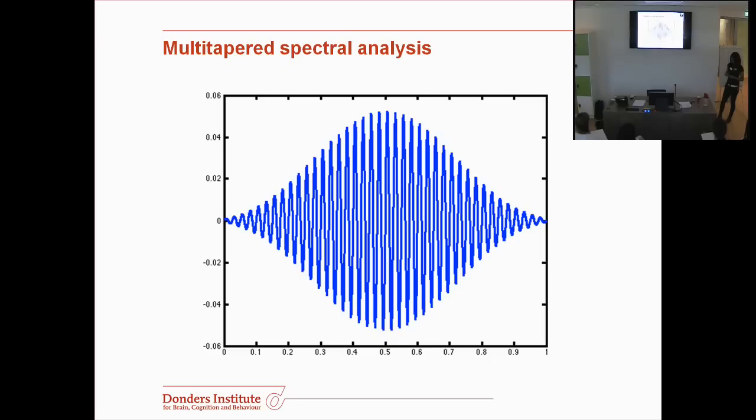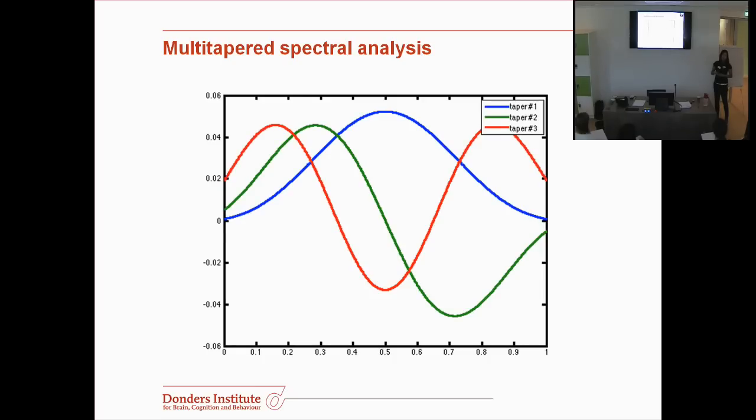Well, here again we have our 40 Hz signal that's been tapered by one taper. But now what we're going to do is take a look at the effects of what happens when we apply multiple tapers. And here what you see in blue, green, and red are the first 3 tapers that are part of the Slepian sequence. The one in blue is just the one we've seen before. And then the green one has been inverted twice, and the red one has been inverted 3 times in comparison to the first taper. So that's the one in blue.